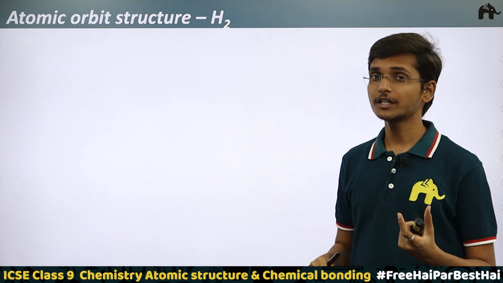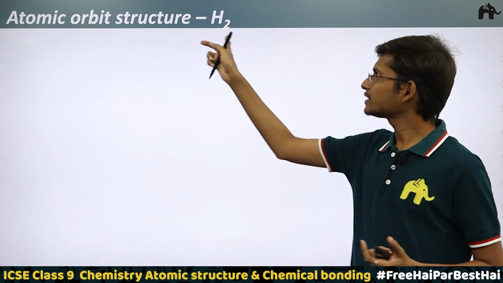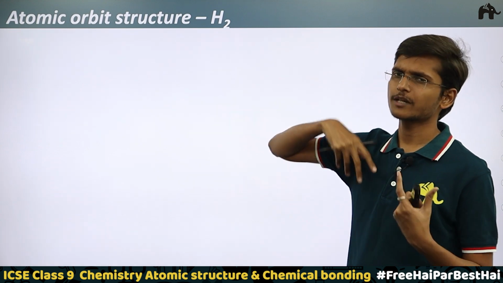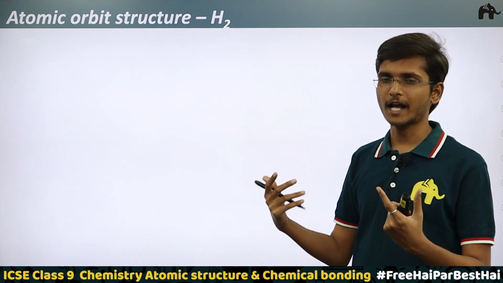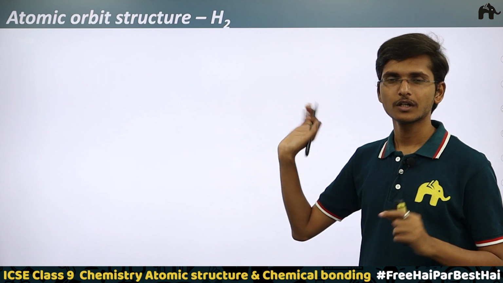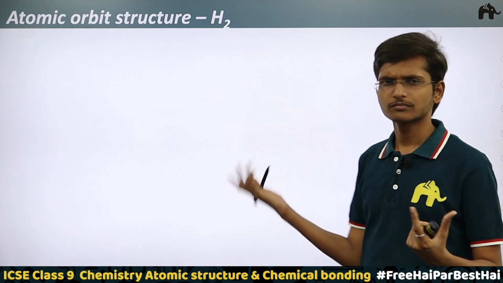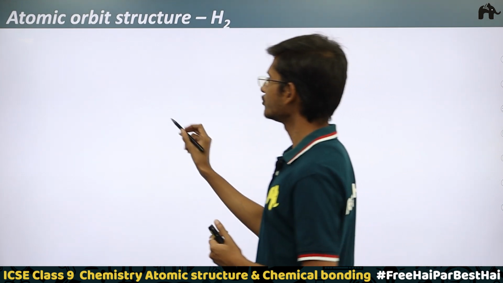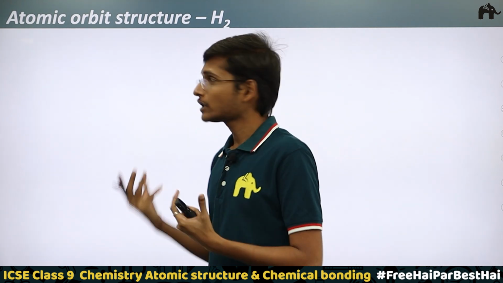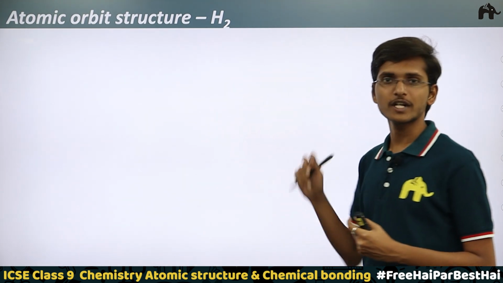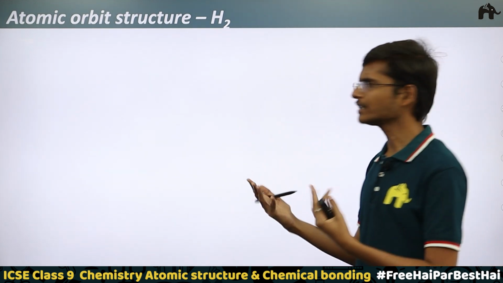So this is a covalent molecule, right? Because it has a covalent bond, and since it is made up of only the same type of atoms, or atoms of only one element, it is simply a molecule, not a compound. So H2, a covalent molecule. Now moving ahead, how to draw the atomic orbit structure and how it is formed. Before the two hydrogen atoms combine, how do they look?